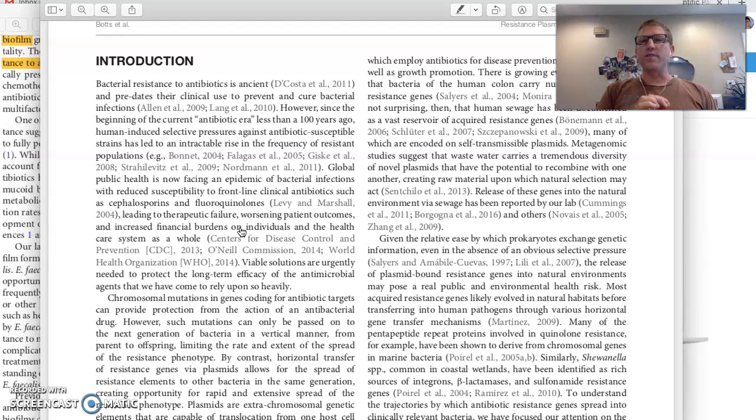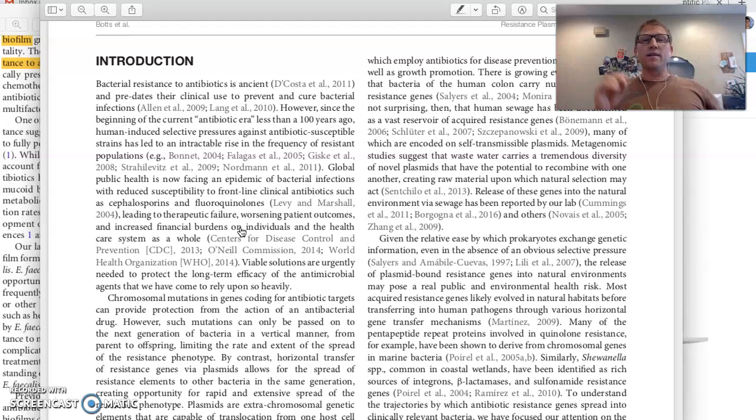They start with this very, very broad statement. Bacterial resistance to antibiotics is ancient. Broad, okay? Very, very broad. Bacterial resistance to antibiotics is ancient. It predates their clinical use to prevent and cure bacterial infections. It's been around naturally since even before we started using antibiotics.